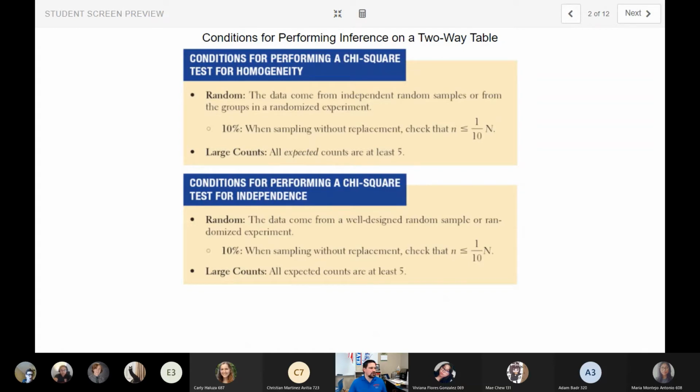All right. With our test for independence, the random condition is that the data come from a well-designed random sample. We're only sampling from a single population for this test, so we're not doing multiple samples or anything like that. Right, or a randomized experiment. 10% and large counts are the same for both. We need to make sure that when sampling without replacement, our sample size is less than 10% of the population we're sampling from. And our large counts condition: all expected counts are at least 5.